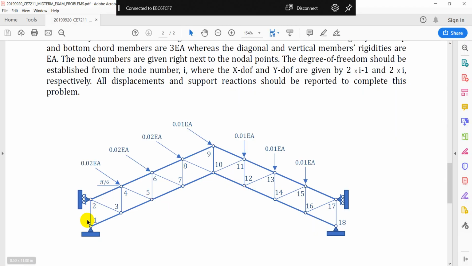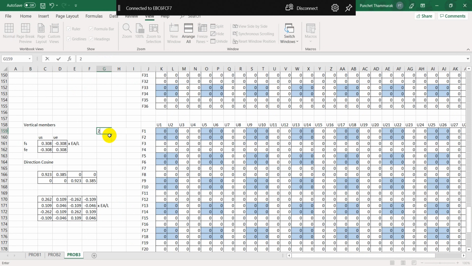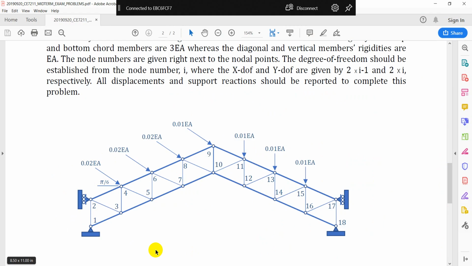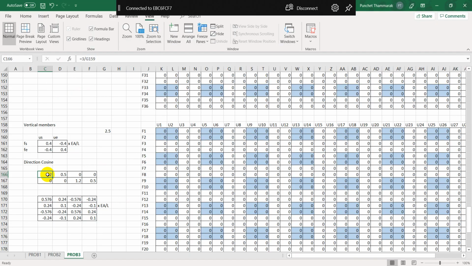This is 2.5. 2.5 will be there. EAOL is just 1 EAOL. Now the angle, let's take a look. Now it is going to be sensitive, I think, if you switch around this. So let's see. Starting node is 1, then the angle is 90 degree. The cosine of 90 degree is 0 and the sine is 1, right?